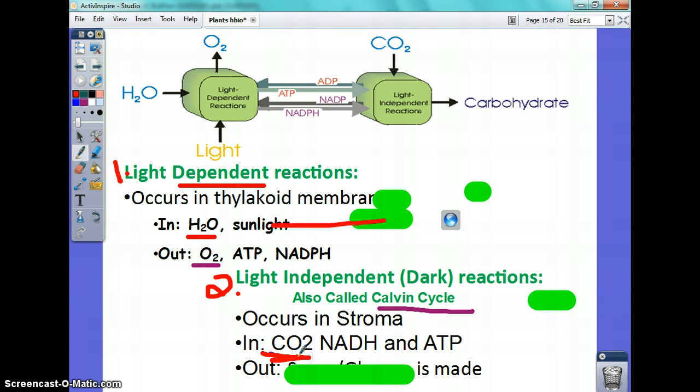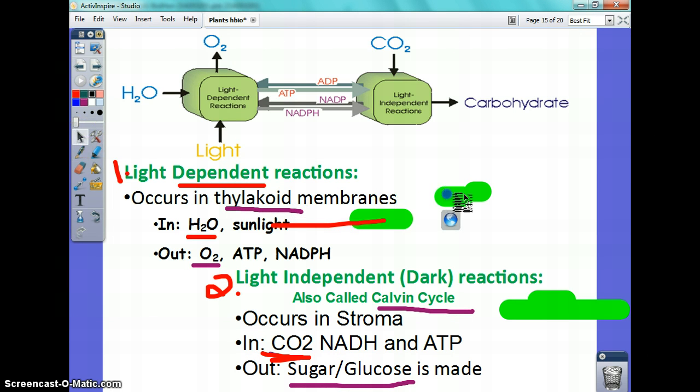And what is made? Raise your hand if you can tell me. Carbs. What else? Sugar. Sugar is a carb. What else? Glucose. We'll make those purple. So carb, sugar, glucose. Now you also have to know that the light-dependent reaction occurs in the thylakoid membrane, which is right here, and the independent occurs in the stroma.